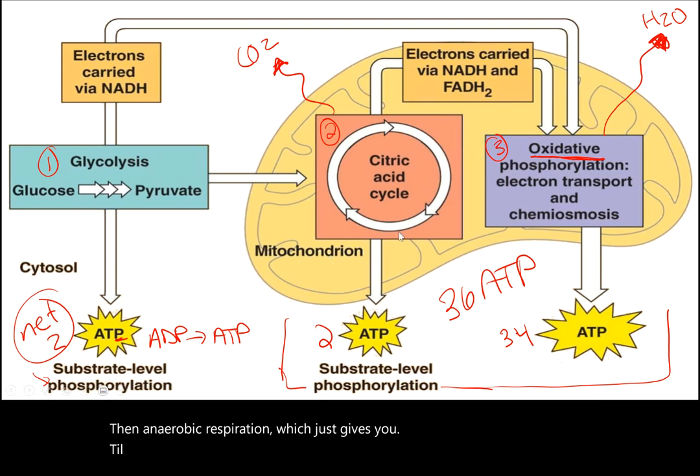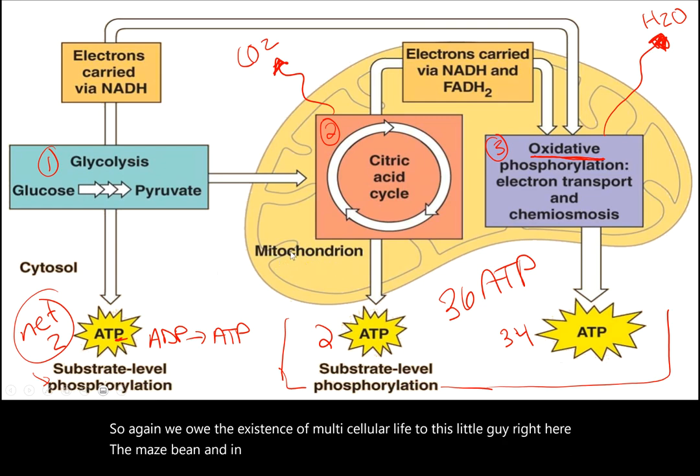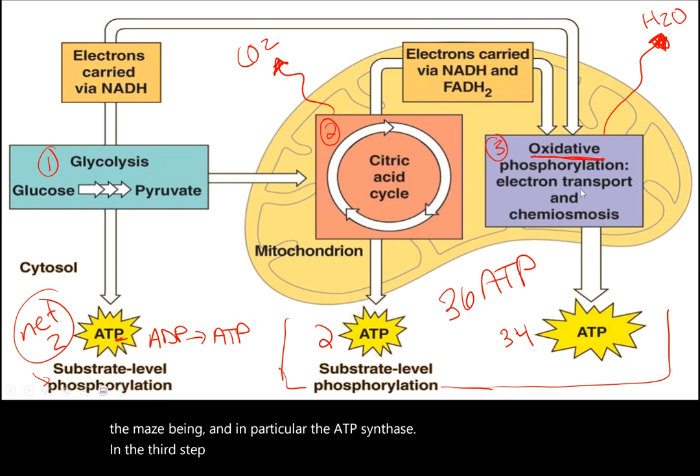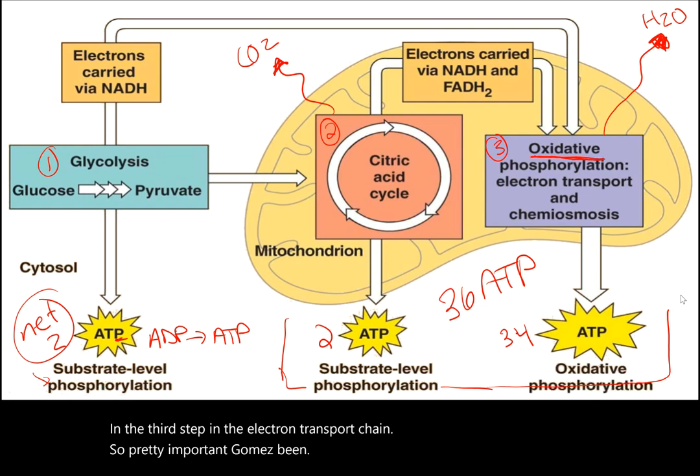So again, we owe the existence of multicellular life to this little guy right here, the maize bean, and in particular, the ATP synthase in the third step in the electron transport chain. So, pretty important. Go maize bean. Oh, we call that oxidative phosphorylation.